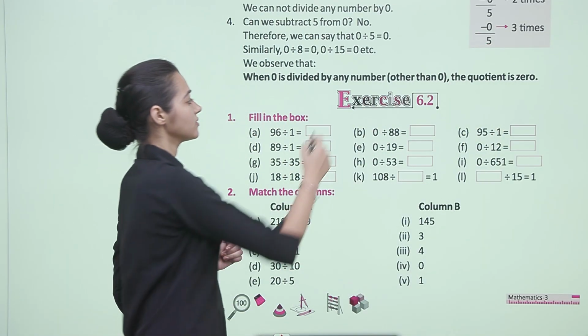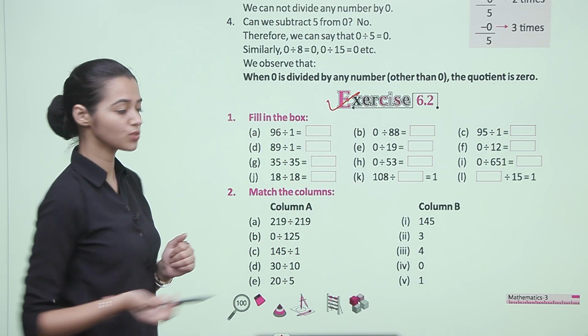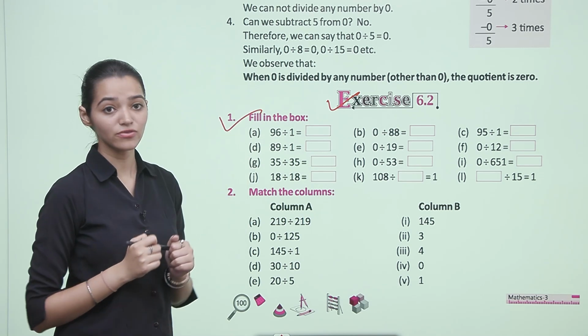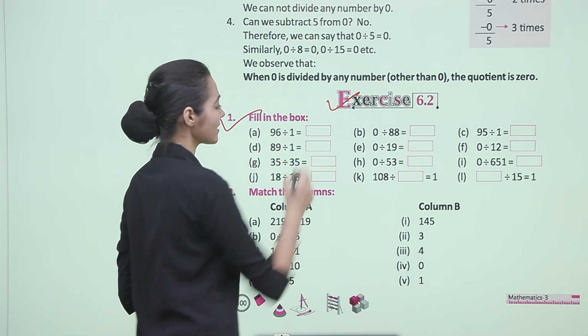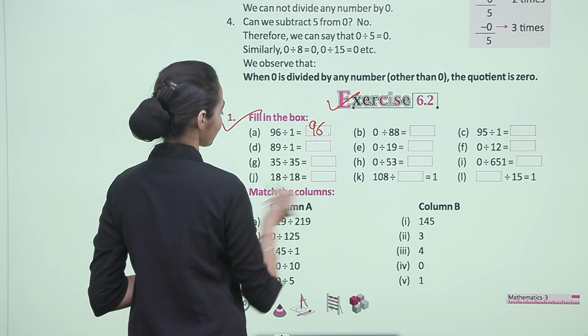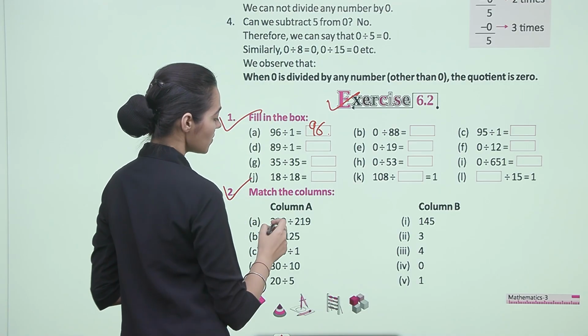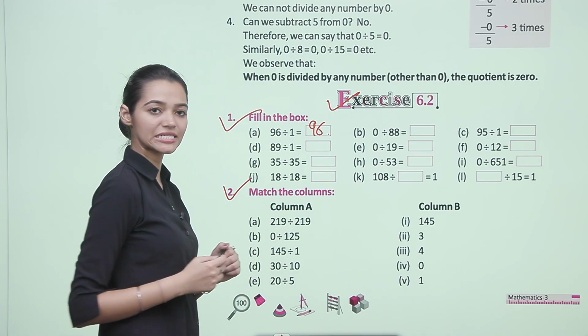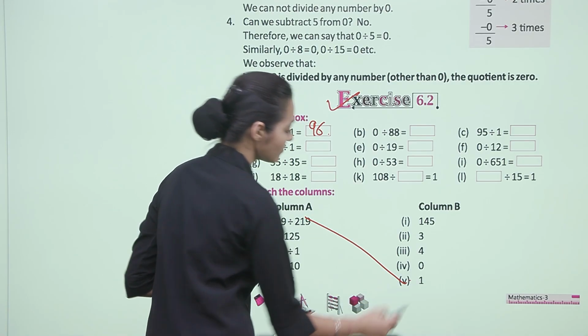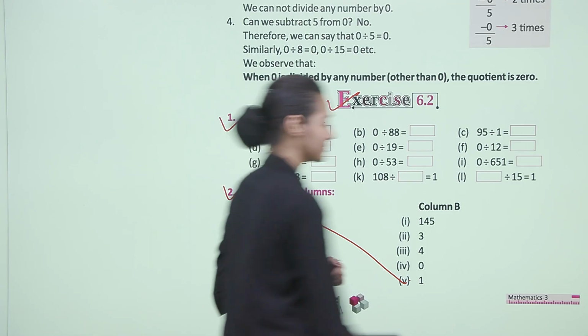Now let's start with exercise 6.2. First part, we have to fill in the box. 96 divided by 1 is 96. In the next one, we have to match the column. 219 divided by 219 is 1, very good. The 1 option is our correct answer.